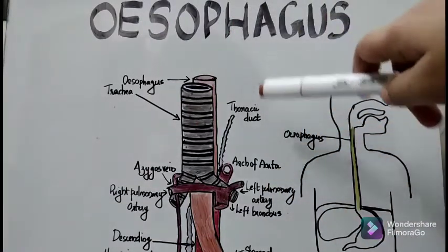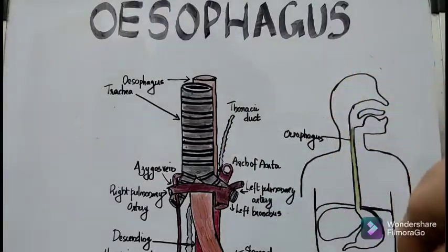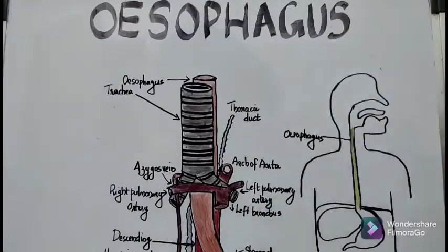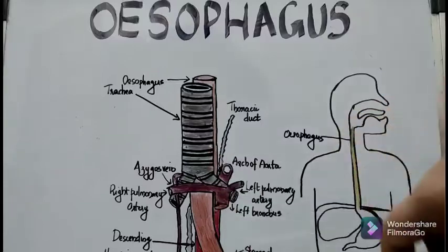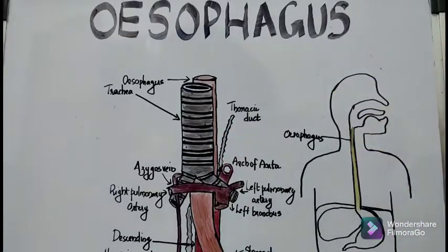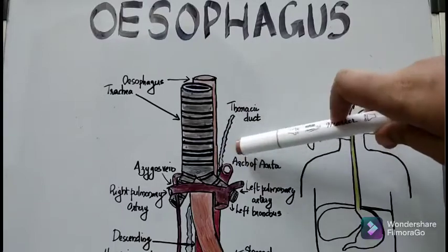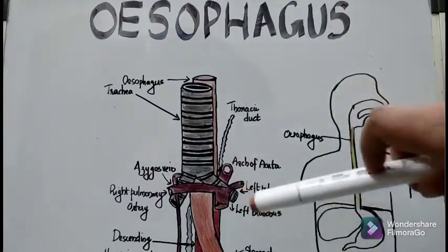So next is the lymphatic drainage. The cervical part drains into the deep cervical nodes, and the thoracic part to the posterior mediastinal nodes, and the abdominal part to the left gastric nodes.